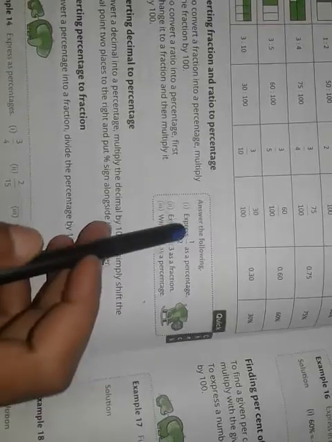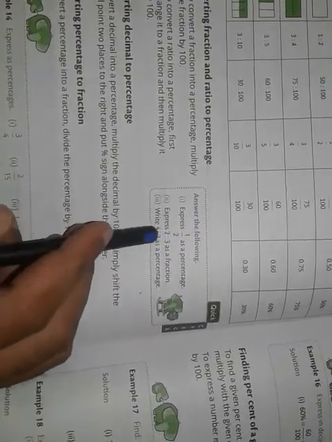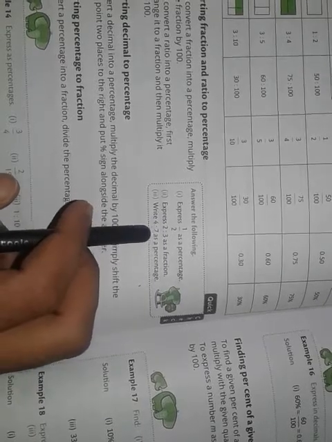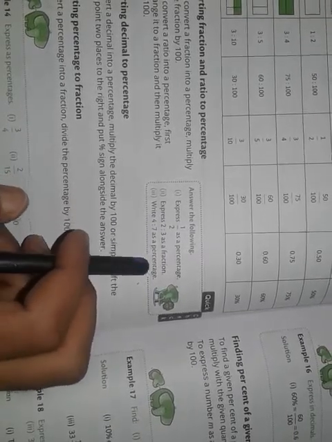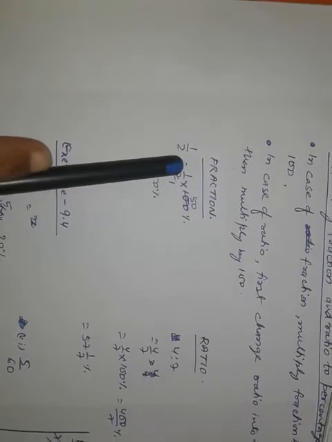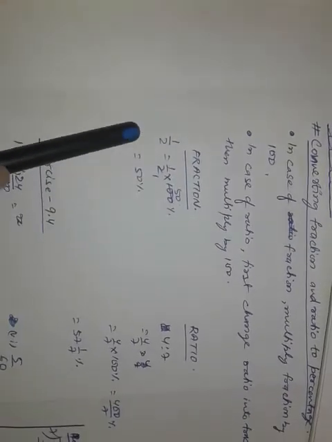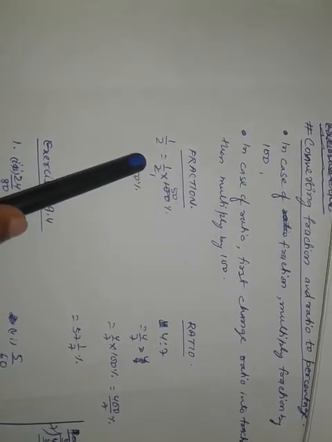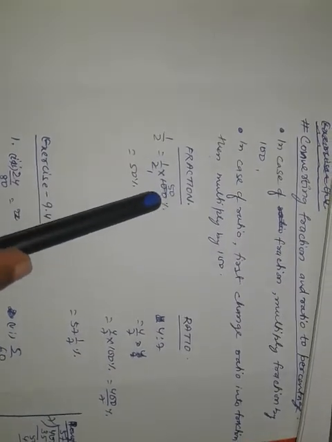The first question: express 1 by 2 as a percentage, express 2 is to 3 as a percentage, and write 4 is to 7 as a percentage. So here we go. I am explaining these three questions here. Fraction 1 by 2, we change this fraction into a percentage. So what I do here: 1 by 2 into 100. I cancel by the common factor, that is 2. 2 ones are 2, 2 times 50 is 100.